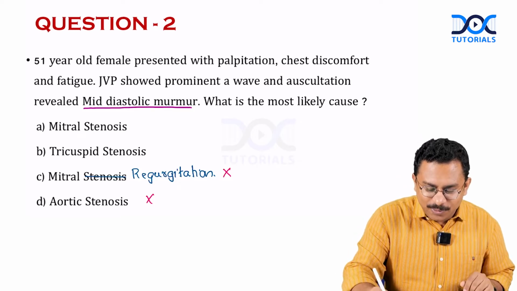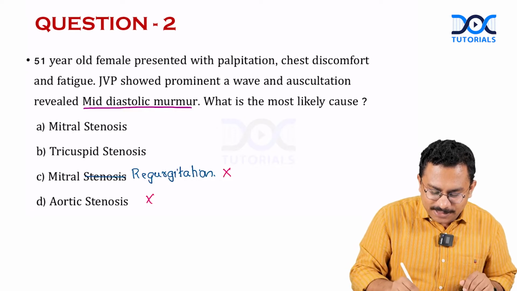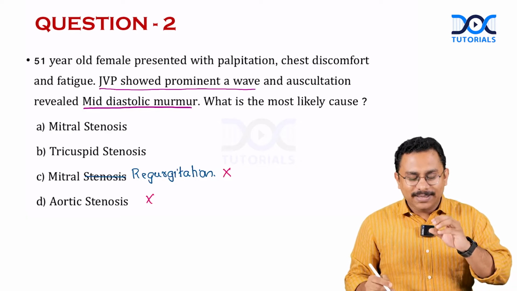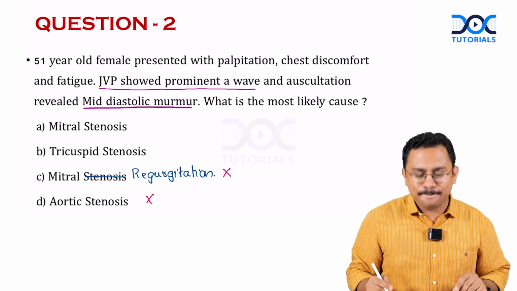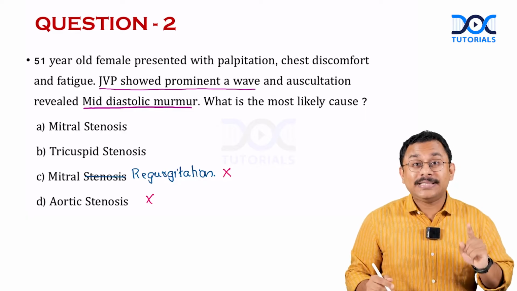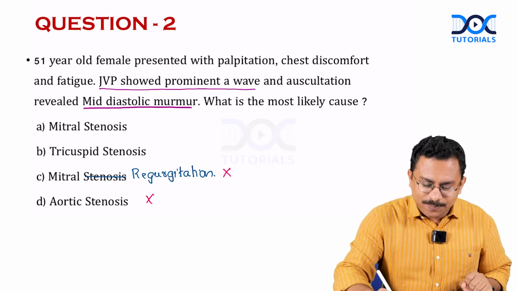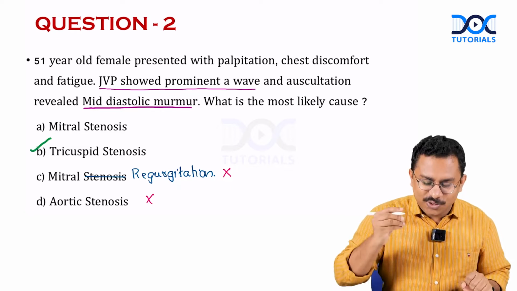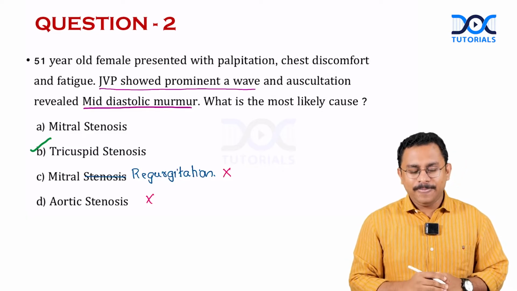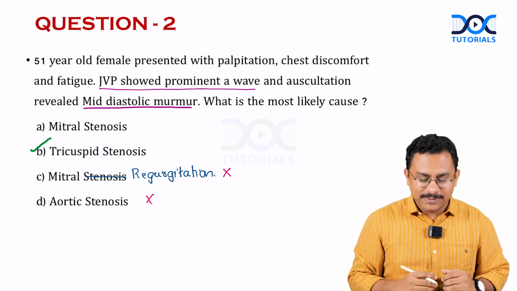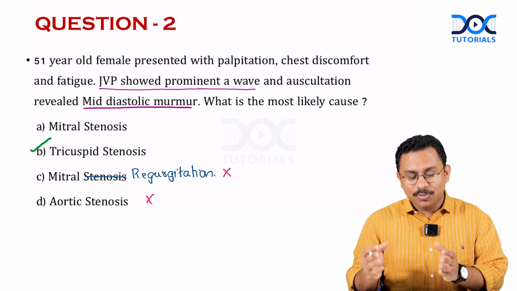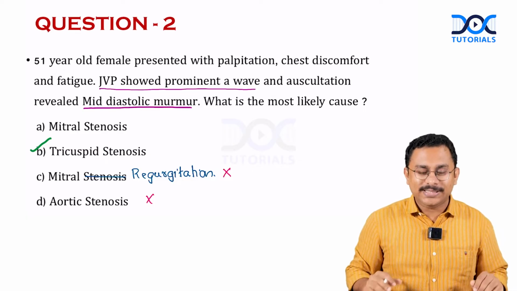Just have a look at the JVP finding as well. The JVP is showing a prominent A wave. So when you compare mitral stenosis and tricuspid stenosis, which condition can produce a prominent A wave? It is tricuspid stenosis. So please understand that tricuspid stenosis is likely to produce a prominent A wave in the JVP. When you combine both the auscultatory finding and the JVP finding, the correct answer is tricuspid stenosis.